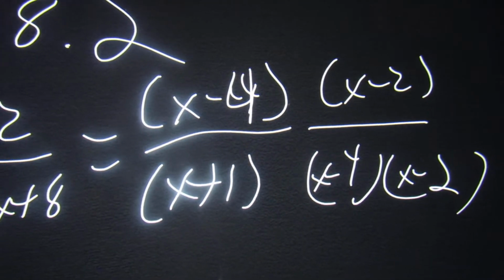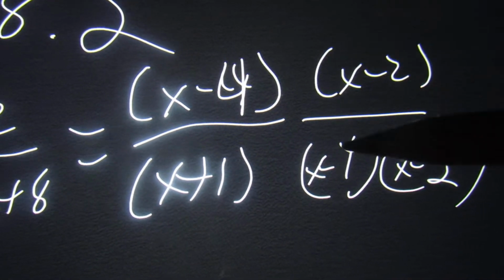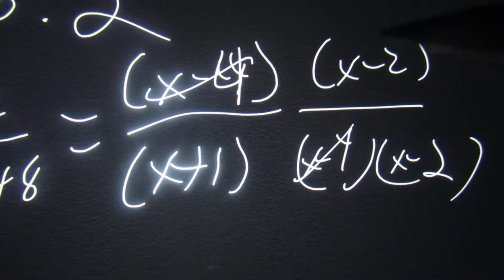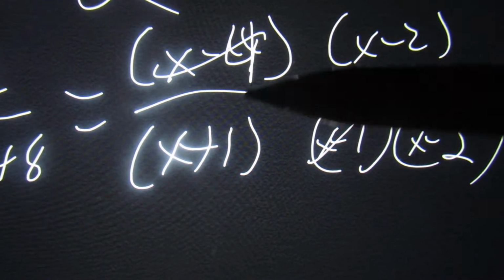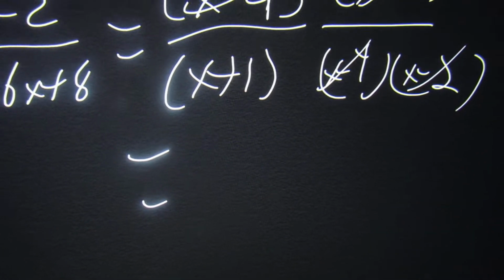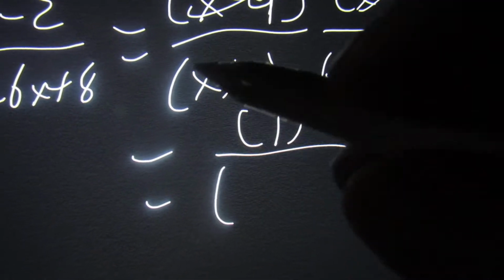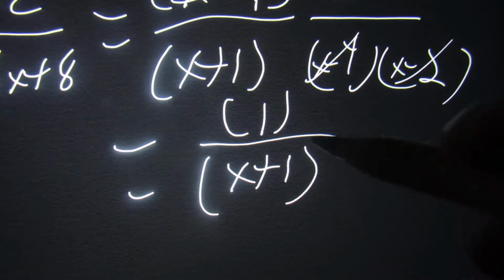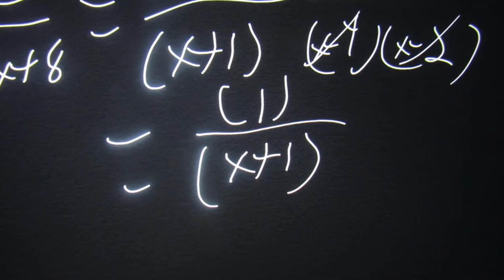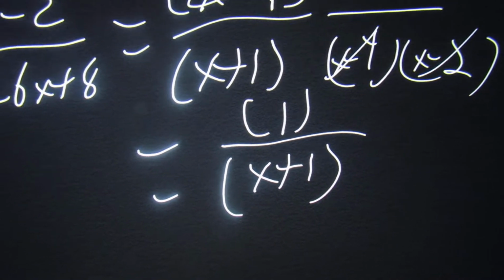So now we're going to see what's on top and what's on bottom of everything. We have an x minus 4 on top and an x minus 4 on bottom, so those will cancel. We have an x minus 2 on top and an x minus 2 on bottom, so those will cancel. Since everything canceled on top, we're left with 1. Put that in parentheses, and on the bottom, x plus 1 in parentheses. Again, if you're using Math Quill, you won't need the parentheses, but if you're not, you need to put them in there so that the program knows what order you want everything.